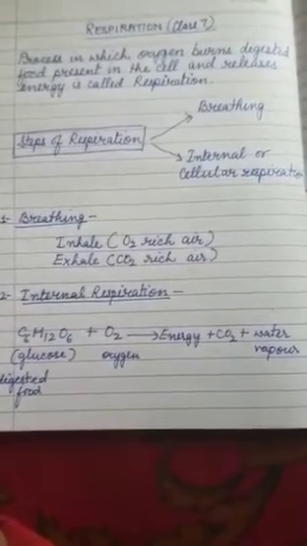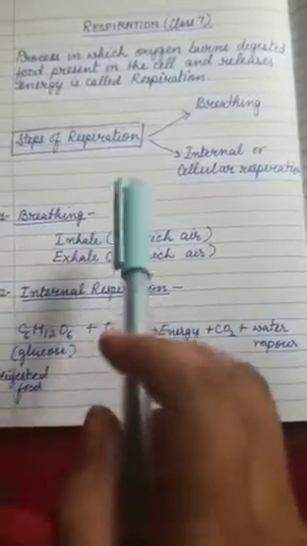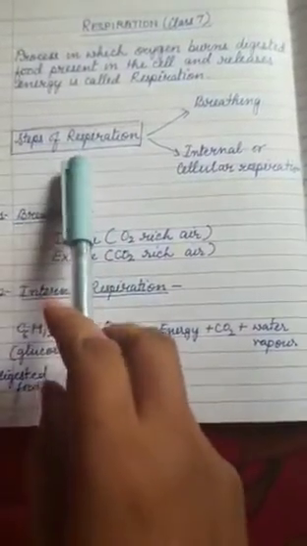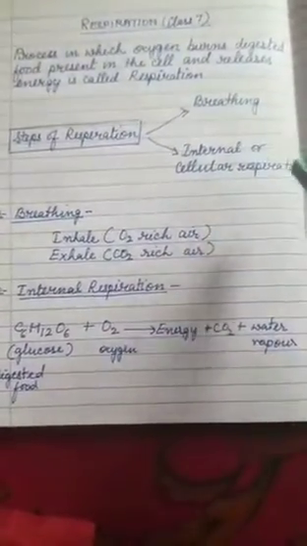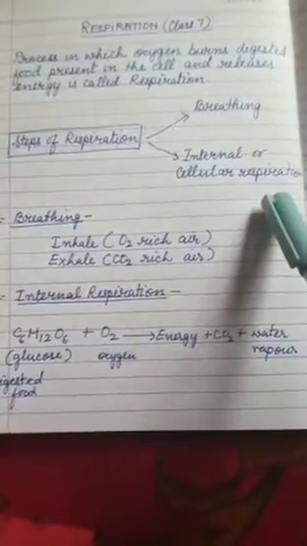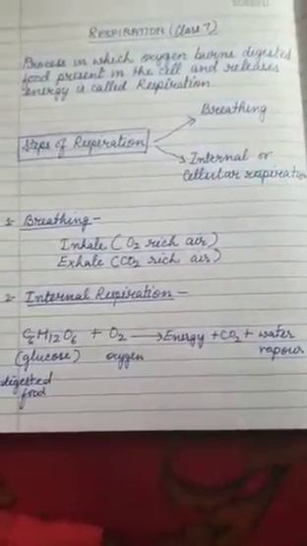Okay, it is a very complicated process. So we have divided respiration into two steps. The first step is breathing and the second step is internal respiration or cellular respiration.